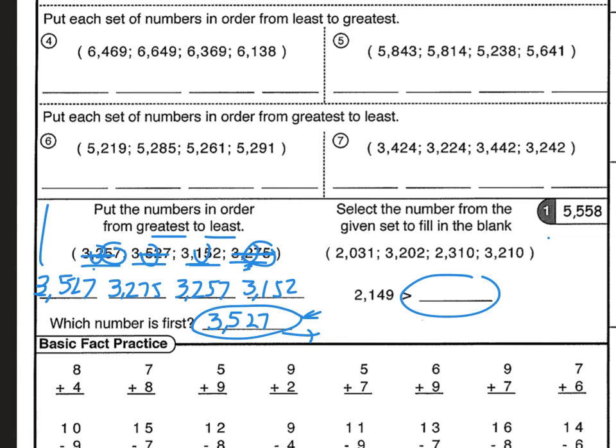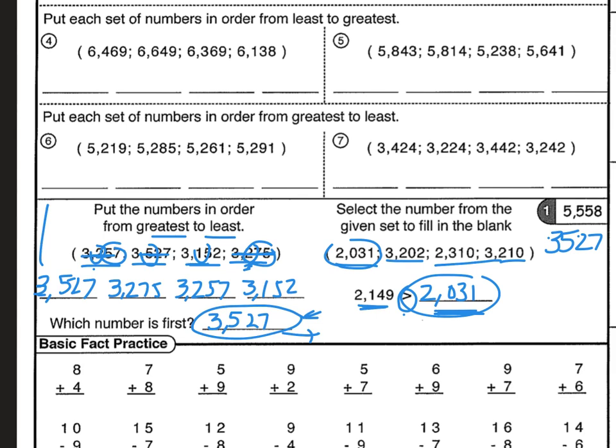All right, select the number from the given set to fill in the blank. Which one of these goes in the blank? So this symbol says greater than, so this is the big number, so this has to be the small number. All I'm really doing is looking for the smallest number in the set. That should solve the problem nicely. 2,031.